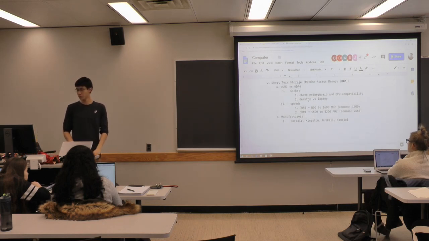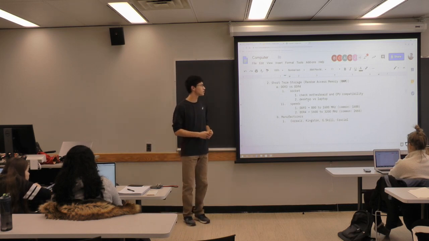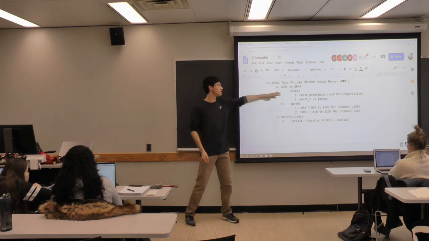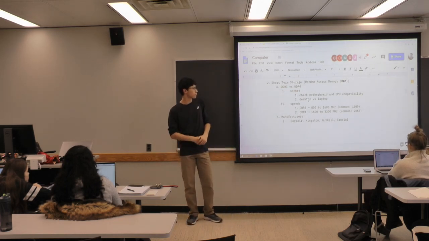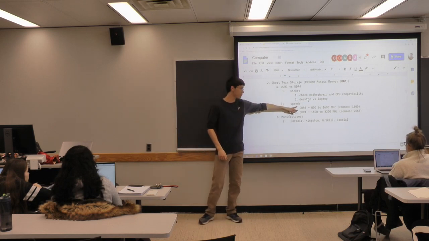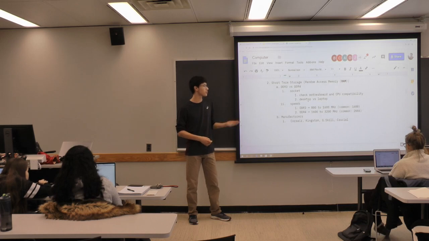Okay, so back to short-term storage. We have random access memory, and in recent years there's 2 generations of random access memory. There's DDR3 and DDR4. The difference between them is one, the speeds that you can see between the two. These are measured in megahertz. You can see it's almost double from generation to generation. And the other difference is that they have different sockets.